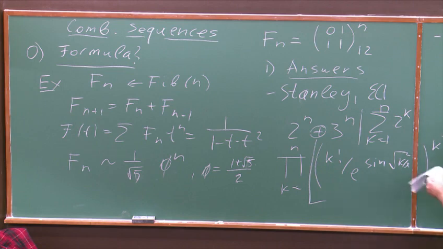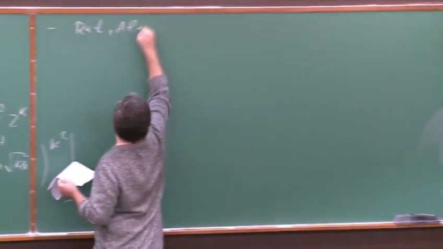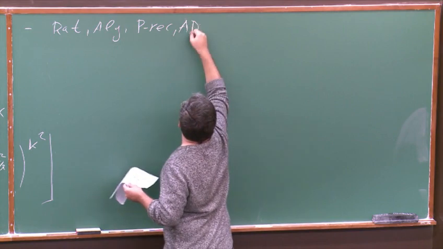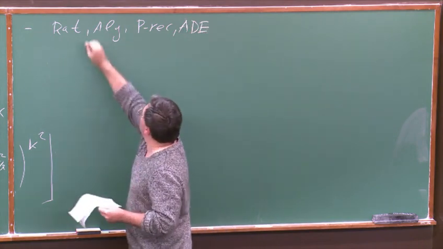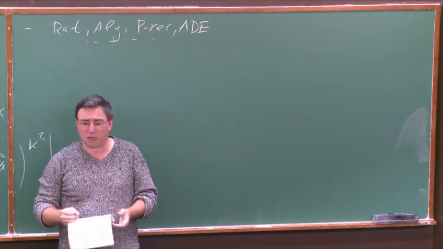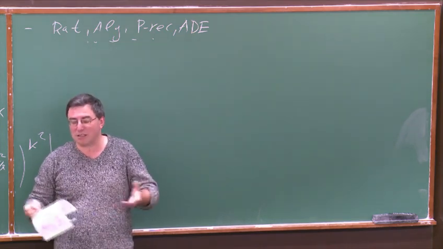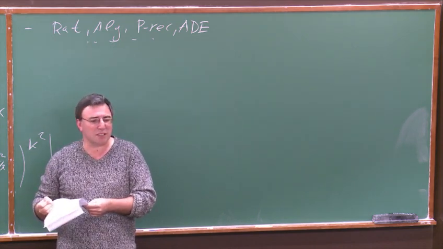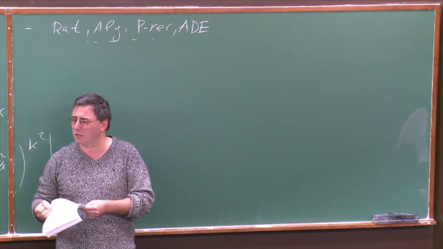Second try is what you see at this conference. So the answer is going to be rational, algebraic, recursive, ADE. And there are a few in the middle that you can know. So that's a formula. Is that a good answer? Yeah. Maybe. If that's a good answer, why do so many of you want to prove that something is not something?